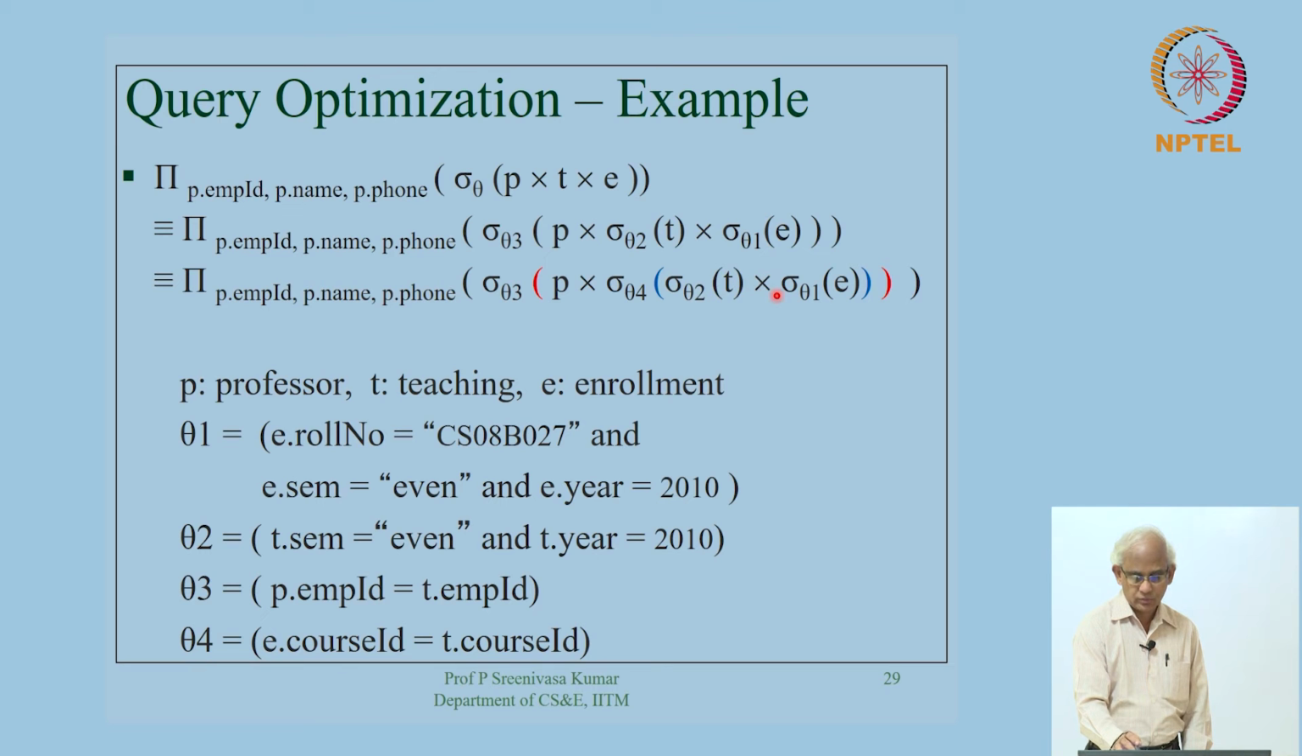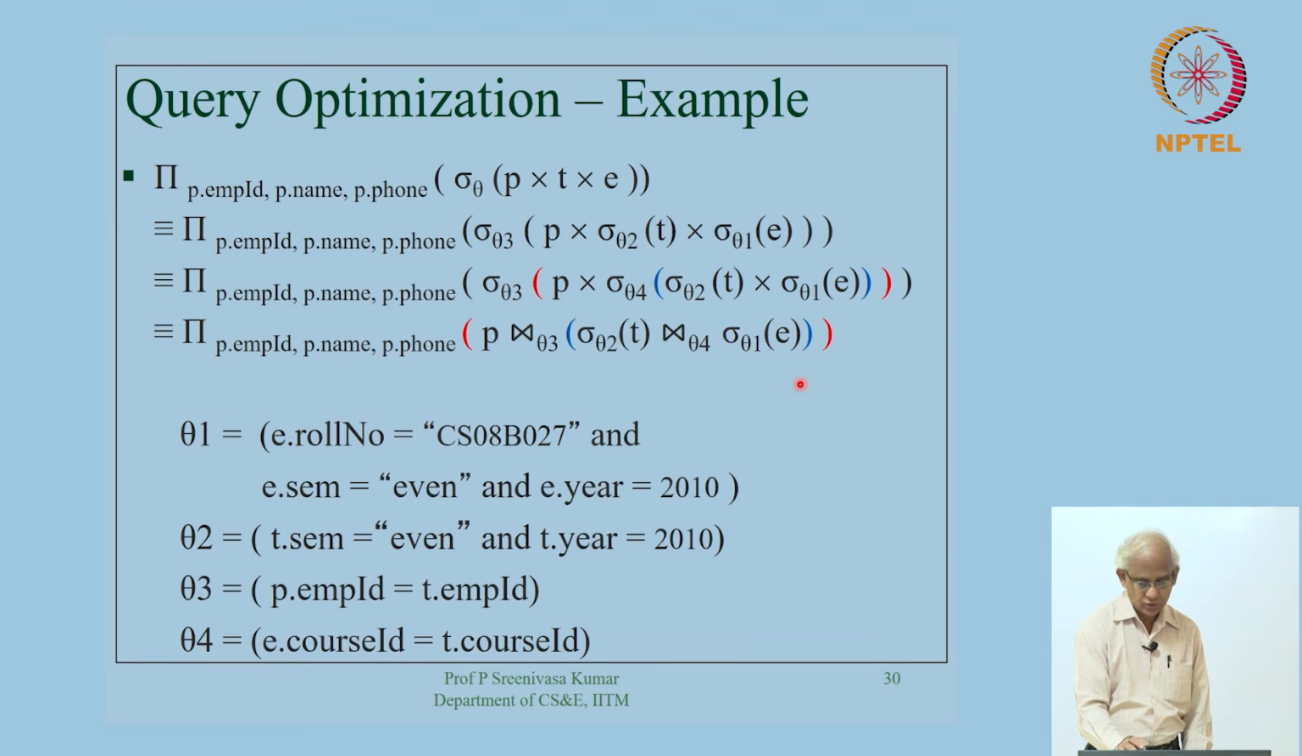Now we can actually use this transformation, where the cross product followed by selection has to be replaced by joins. So now we will do that. The cross product of two relations followed by a selection can be replaced by a join. So we will take this as the join condition, and put the join operator here.